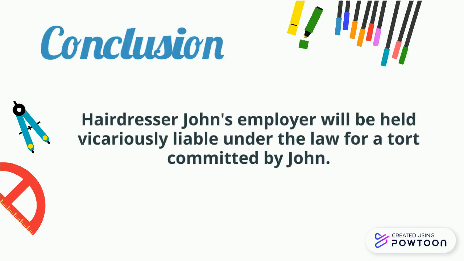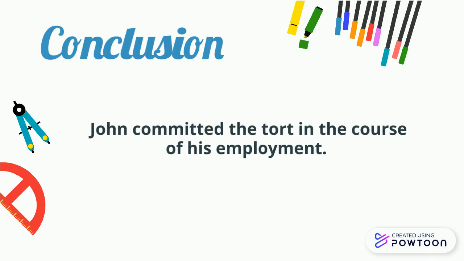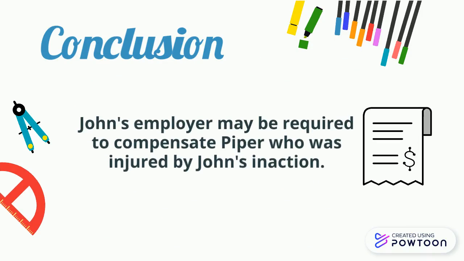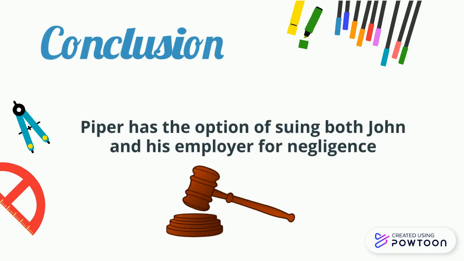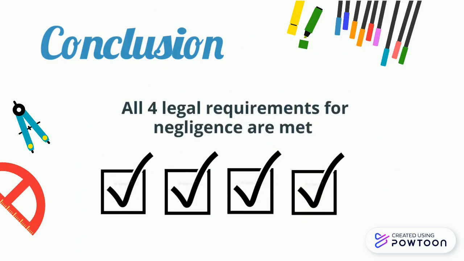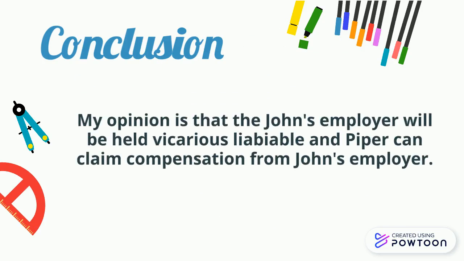In conclusion, hairdresser John's employer will be held vicariously liable under the law for a tort committed by John. As John committed the tort in the course of his employment, there's a high chance that John's employer will compensate Piper, who was injured by John's inaction, and Piper has the option of suing both John and his employer for negligence. Since all four legal requirements for negligence are met for the above example, my opinion is that John's employer will be held vicariously liable and Piper can claim compensation from John's employer.